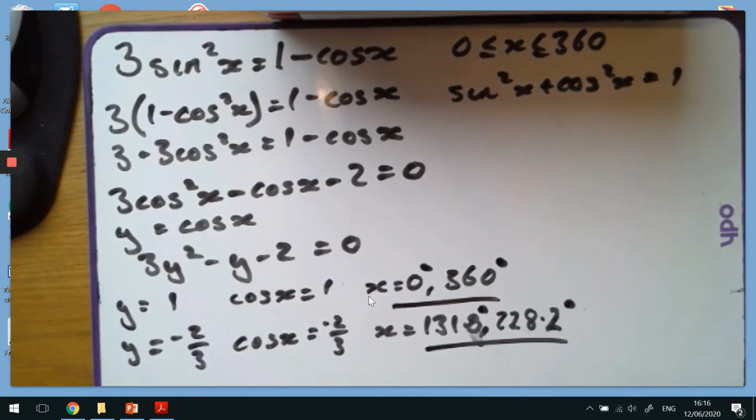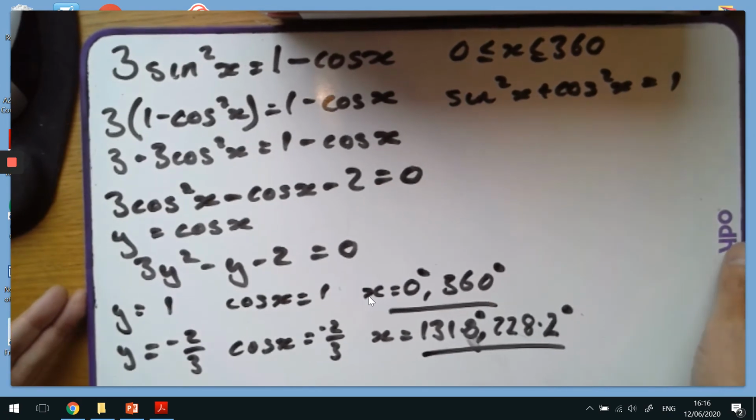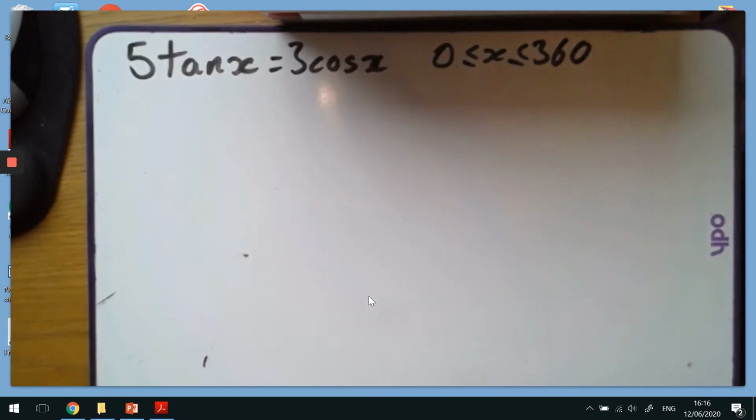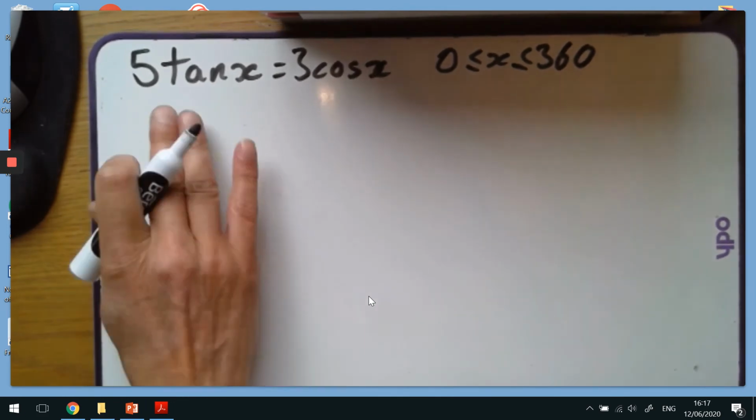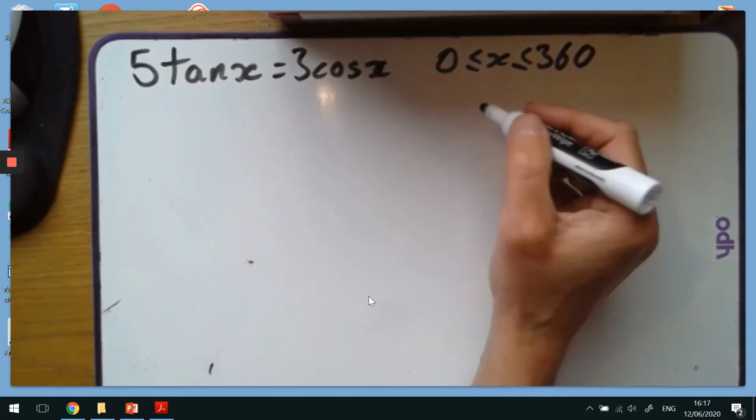So that one was using the trig identity of sine squared plus cos squared equals 1 to get my quadratic all into a function of one of the trig ratios. Okay, so the last one. So now I've got tan of x equals 3 cos of x. So again, I've got two different trig ratios. It would be nice if they were in the same one.